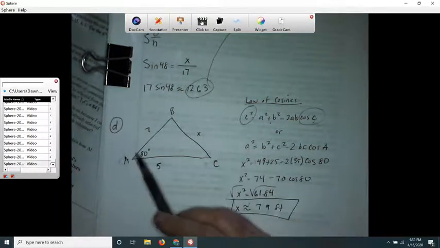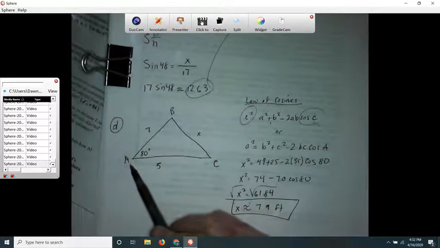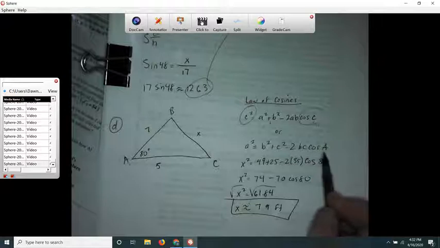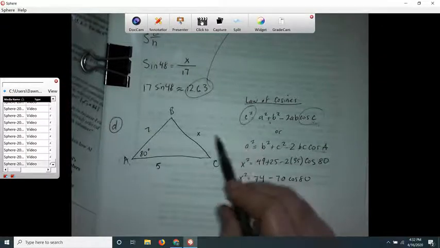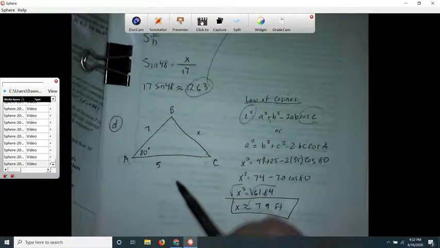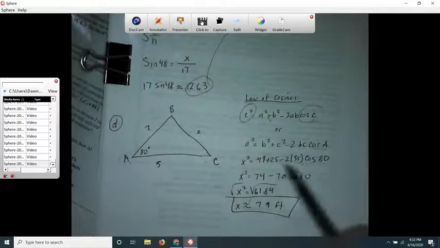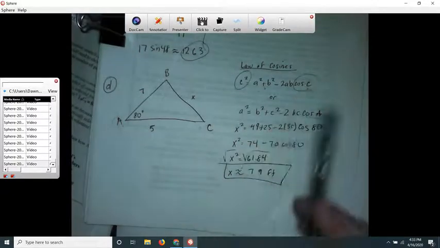Since I had already labeled this as A, that's the one that I actually have an angle for, and then that's the side across from A. And for these other ones, it doesn't even matter which one I call B and which one I call C, because they're just getting added together anyway. So I hope that makes sense. So I just plugged my numbers in.